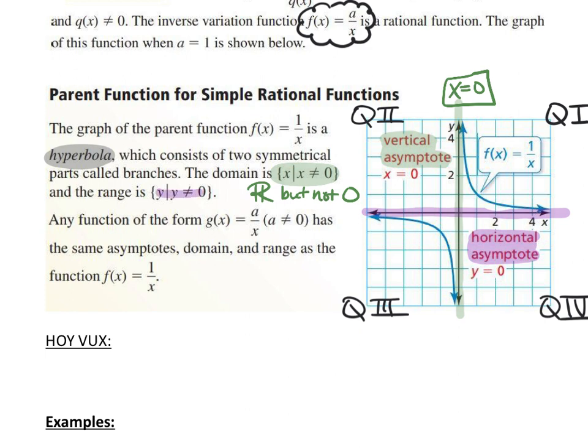Your range is the same thing except that the letter changes to y because range is y. So that notation, y such that y is not equal to 0, is a fancy way of saying all real numbers but not 0.